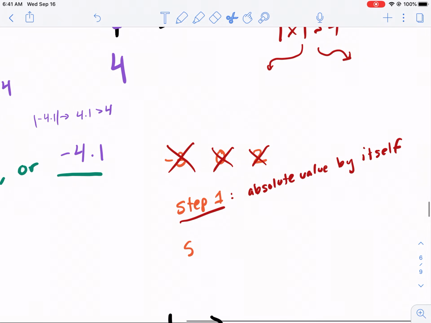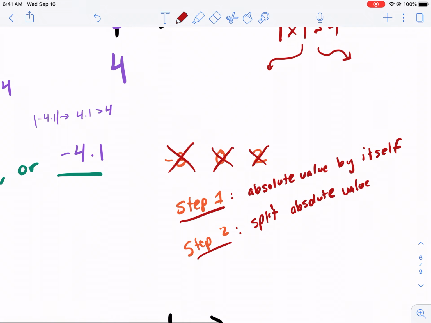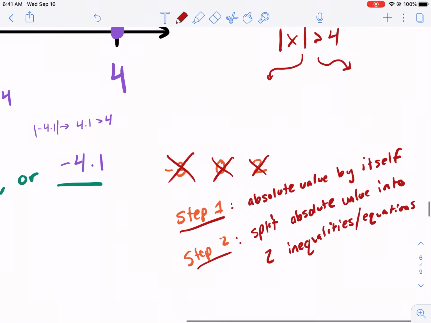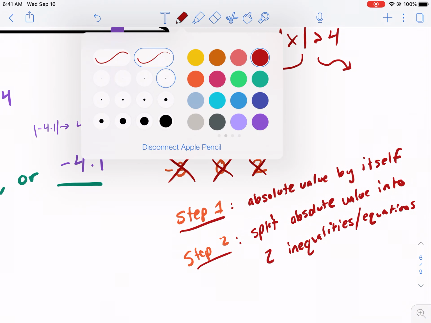Okay. So step 2, we have to split the absolute value into 2 inequalities or equations. So I'll put inequalities / equations. I don't want to have you guys write too much, but hopefully you get the idea. All right, so how do we do this?